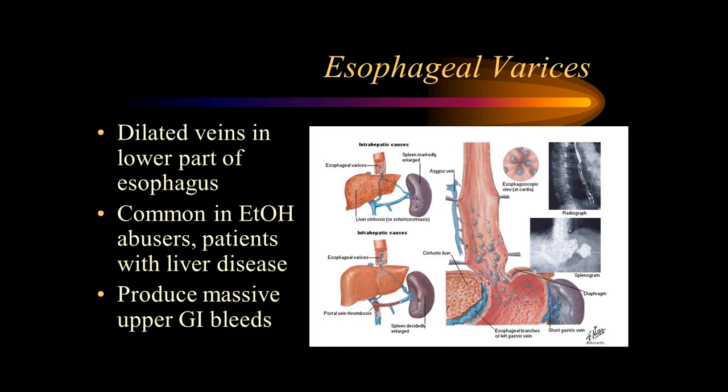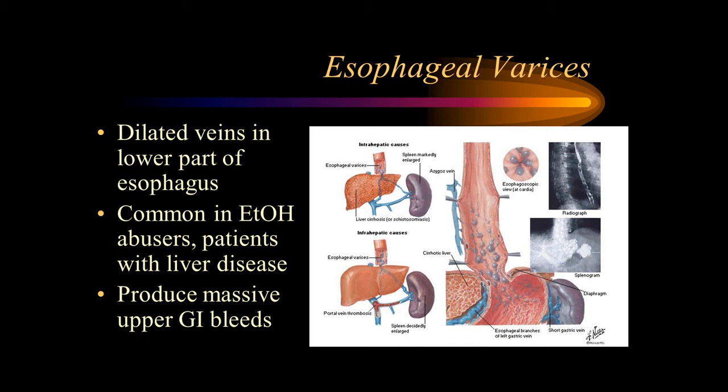Well, what happens is they can also rupture. And when they rupture, they're in the esophagus, they're not in the stomach, so the blood comes up. So these guys will literally start puking out bright red blood, projectile vomiting. It's very, very life-threatening. It's difficult to control. It's not really something that you can go in and hold pressure on to stop the bleeding. So, again, it causes massive upper GI bleeds.